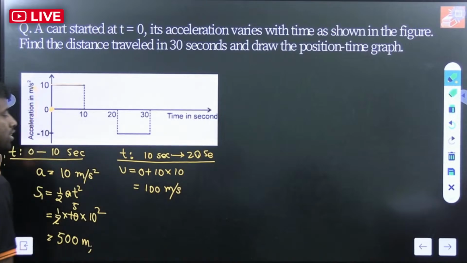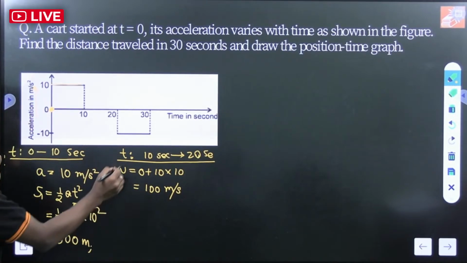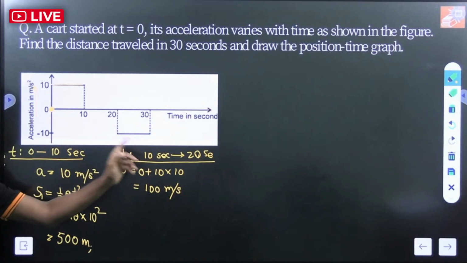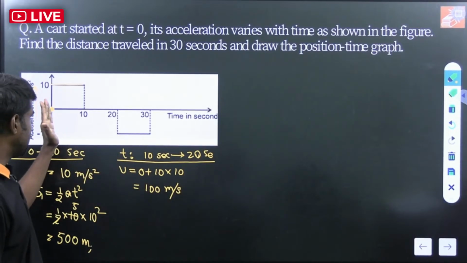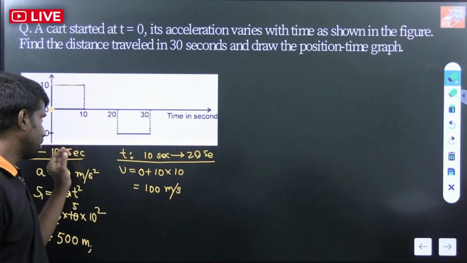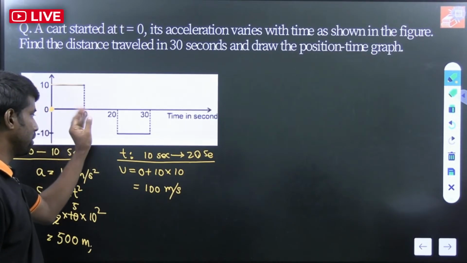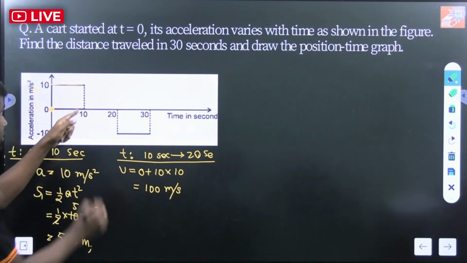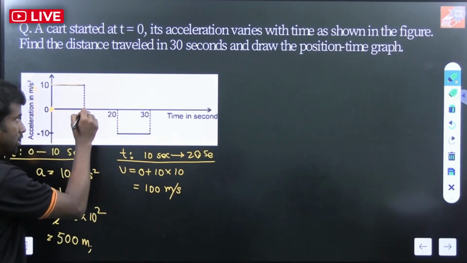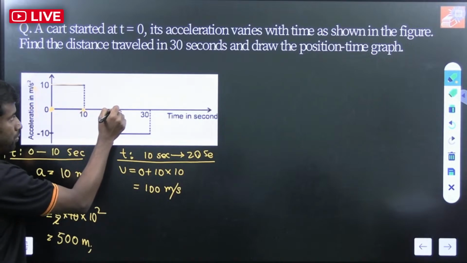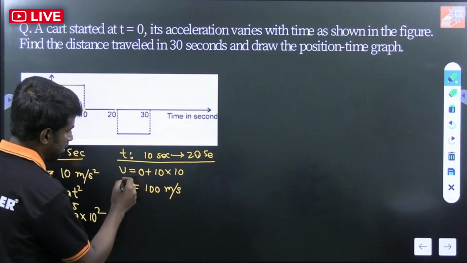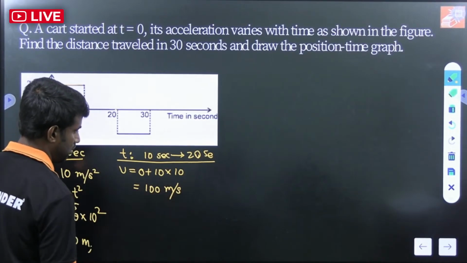Because we need that velocity, that will be the initial velocity when it starts from 10 seconds. Because it's 0 to 10 seconds, it becomes 0 speed to v speed. Now 10 to 20 means it started with initial speed v, and now it will become a final velocity again. So first we will find out that v velocity is 100 meter per second.